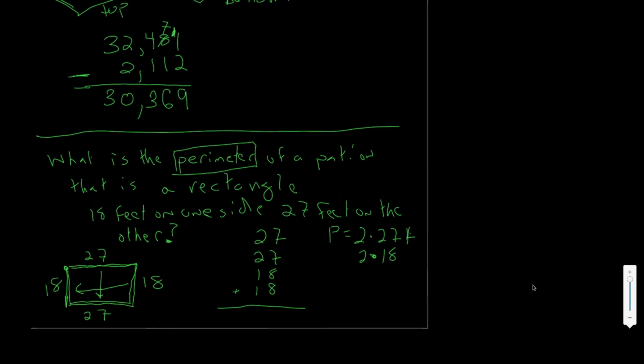And so in this case, 7 plus 7 is 14. 14 plus 8 is 22. And 8 plus 22 is 30. So I get a 0 here, and I carry my 3. All right. And then 3 plus 2 is 5. 5 plus 2 is 7. 7 plus 1 is 8. 8 plus 1 is 9. And the perimeter is 90 feet.